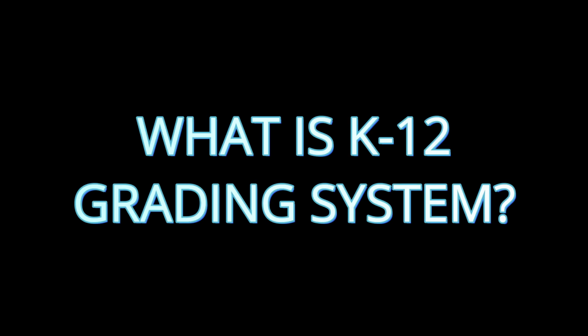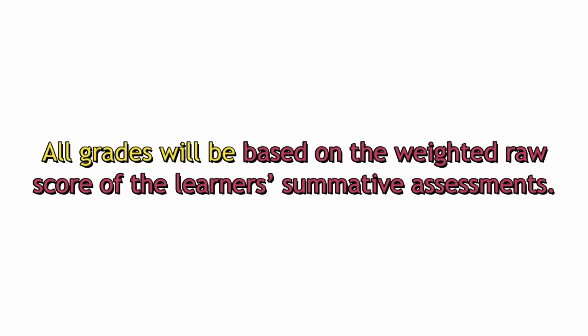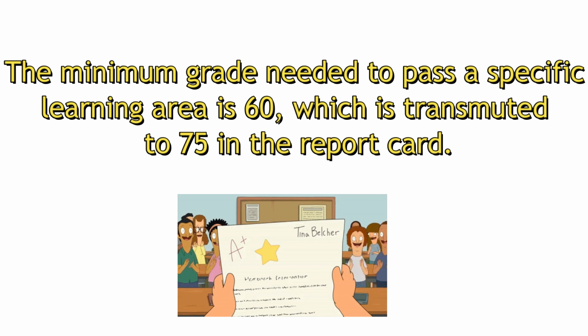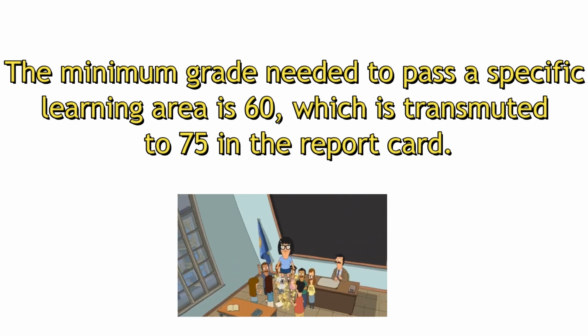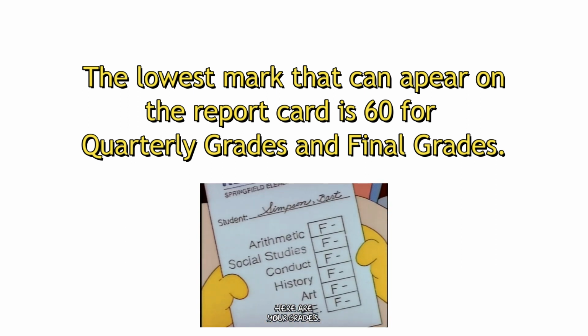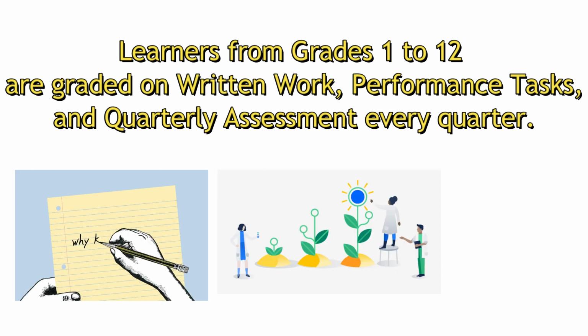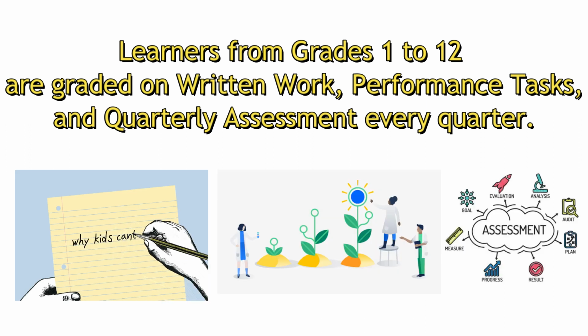What is the K-12 grading system? The K-12 Basic Education Program, or BEP, uses a standard-based and competency-based grading system. All grades will be based on the weighted score of the learner's summative assessment. The minimum grade is 60, which is transmuted to 75. The lowest mark is 60 for quarterly grades and final grades. Grades 1 to 12 are graded on written works, performance tasks, and quarterly assessment.